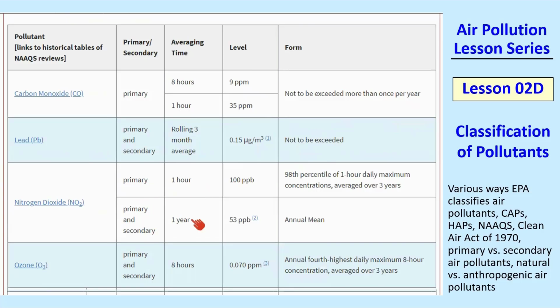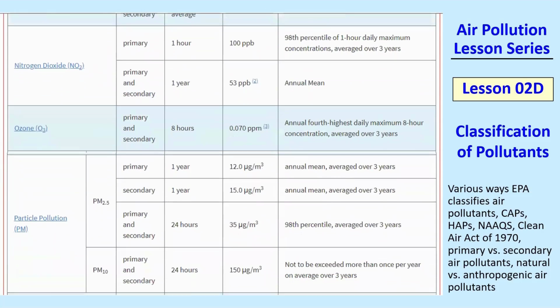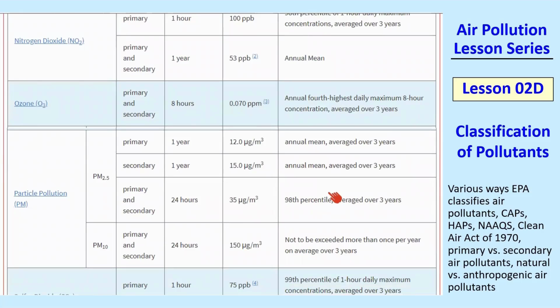Here we have a primary and secondary standard for either an hour, short term, or a year, long term. So obviously for short term, like here, short term is bigger concentration than long term. The EPA is saying that you can tolerate 53 parts per billion, now that's pretty small, of NO2 continuously for a year, or 100 ppb for 1 hour. And they give some comments about 98th percentile and annual mean, etc. And we do this for all the CAPS, ozone, and then particle pollution, PM. They split it up into 2.5 and PM10.